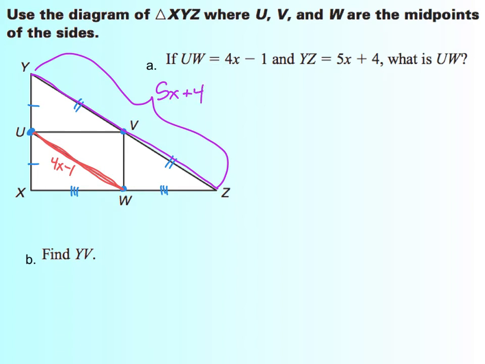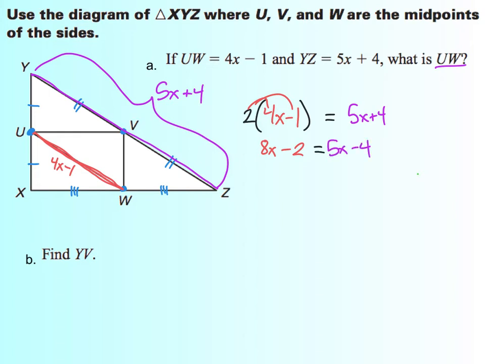So to solve this and find what UW is, I have to first find x. I know that 5x plus 4 is the larger segment, and 4x minus 1 is the smaller segment. So what I can say is that I would have to double the smaller segment to equal the bigger segment. Well, then that's going to get me 8x minus 2, after distributing, equal to 5x plus 4.